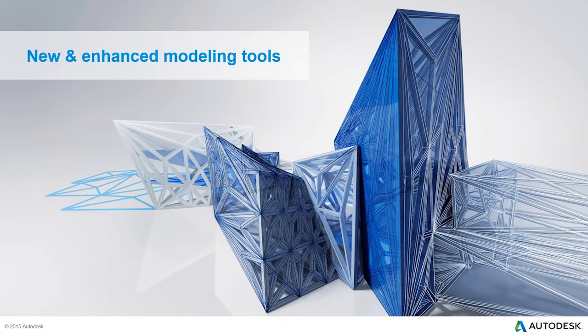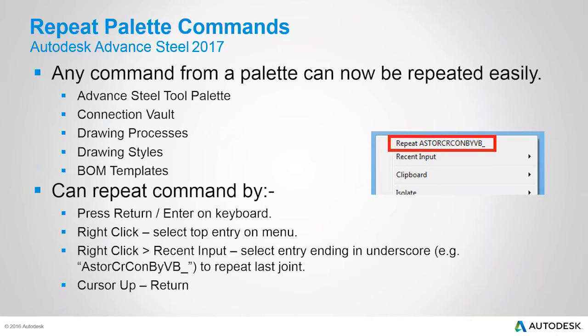So, as we say, you can now repeat commands if you've taken them from a palette. So that means any of the palettes. That's the Advanced Steel tool palette, the connection vault, the drawing processes, drawing styles, or BOM templates palettes. So as I say, something like rotate UCS about X. You can now just repeat that command instead of having to go back and click on the icon 2 or 3 times.